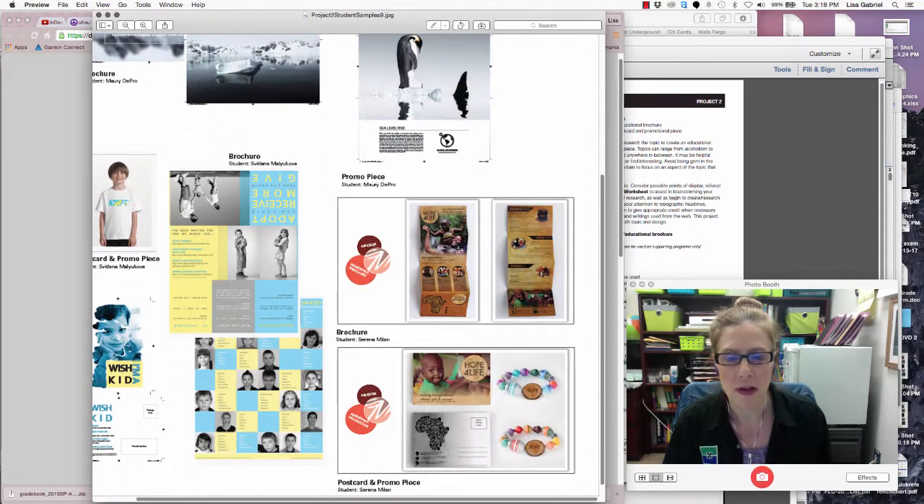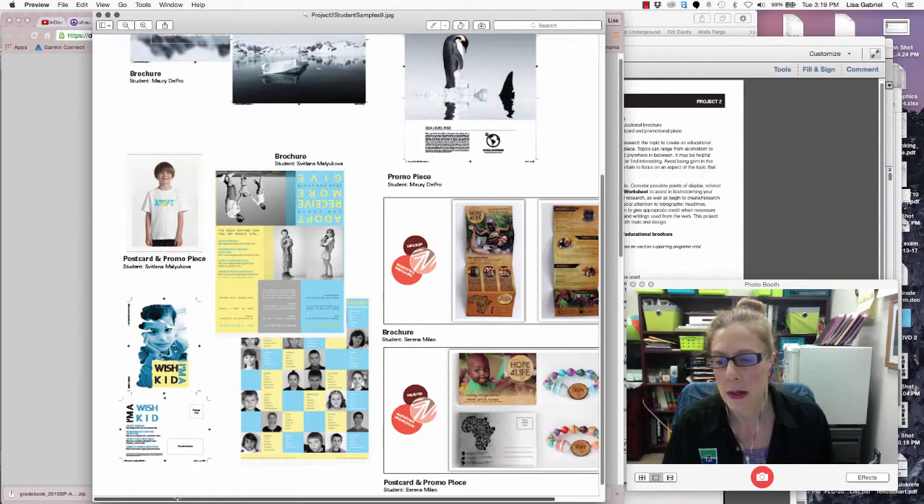So you can see, here's another example. This was the folded piece right here. And then this was the postcard, and then her promotional piece was like a bracelet that went along with her campaign. And then over here, another example of a brochure front and back, a postcard front and back, and her promotional piece was a t-shirt design.